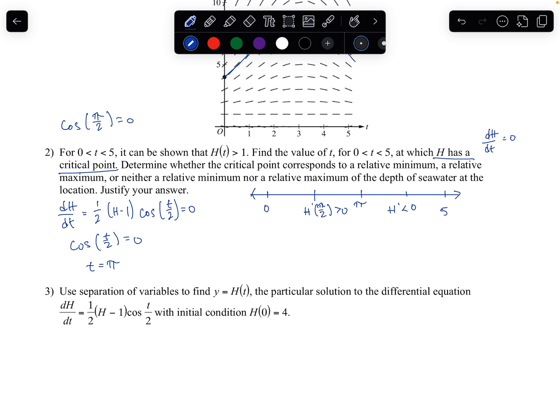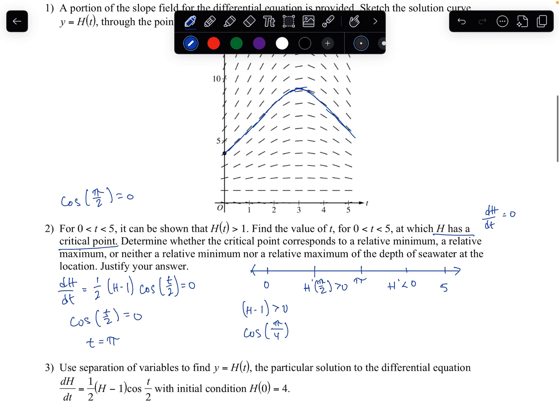So if I plug in pi halves, keep in mind here, h prime is here. H minus 1 is always positive, because h on this interval right here is always going to be greater than 1, so that means this is always positive. And then we know that 1/2 is always positive, so we just have to prove that cosine of t over 2 is positive. So cosine of pi over 2 divided by 2 would be cosine of pi fourths. So let's think about cosine of pi fourths. What is cosine of pi fourths?